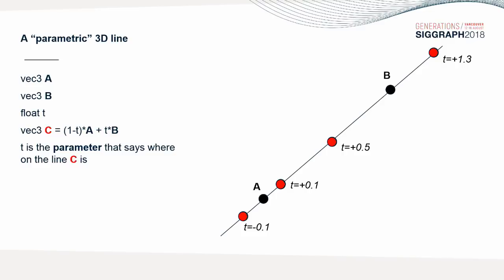When you plug in 0, it's at point A. When you plug in 1, it's at point B. When it's between 0 and 1, it's on the segment between A and B. When it's more than 1, it's past B. When it's less than 0, it's behind A. And so there's a certain implicit directionality to this line if you think of positive as progressing, though really it's just a parametric line equation for a line in 3D.